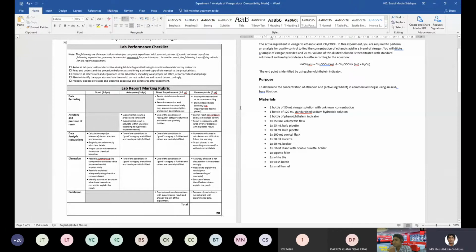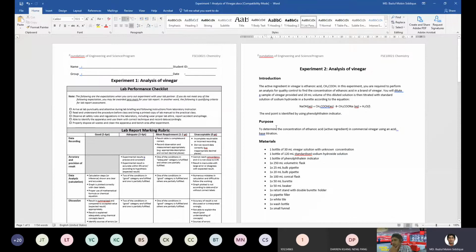Can you see that I'm showing the Word file? Hello. No, we can't see. Oh, you can see. Okay, good. Thank you. No, I said we can't see. You cannot see? Yeah, I can't see. I can see now. Okay, all right.